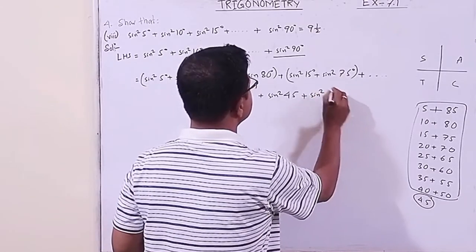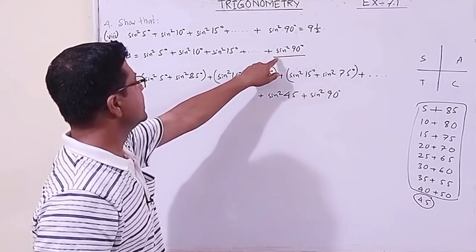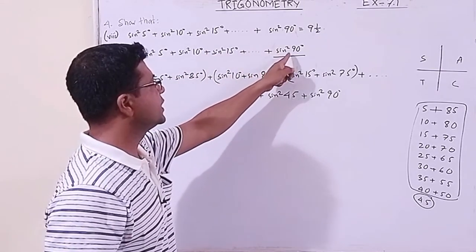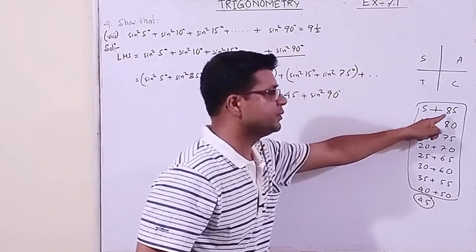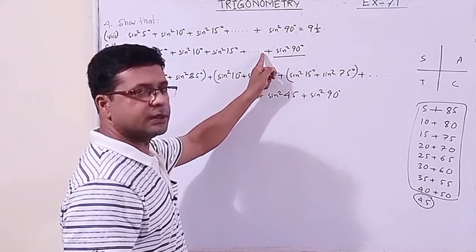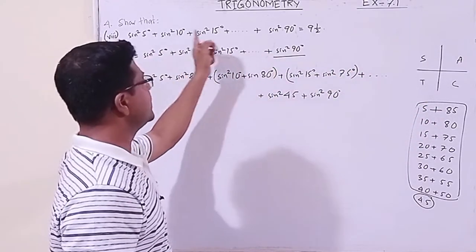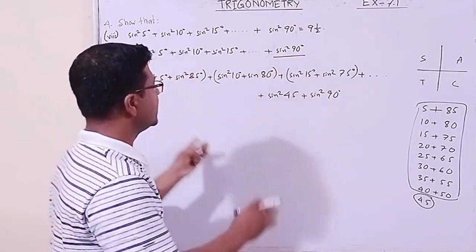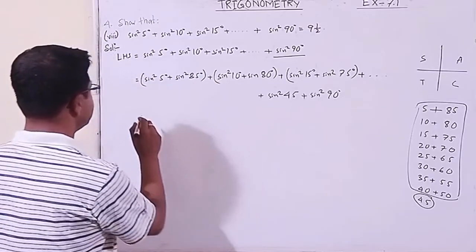Sine square 90 degree also we have to write, because we cannot skip it. It is there. Okay, up to 5, what is the preceding term? Preceding term of sine square 90 is 85, sine square 85 degree. From this preceding term sine square 85 we have written along with the sine square 45, and this sine square 90 degree is here. Like this we can make the group.